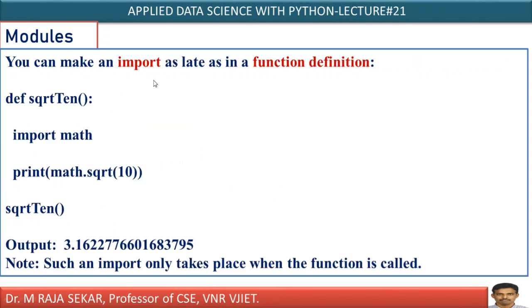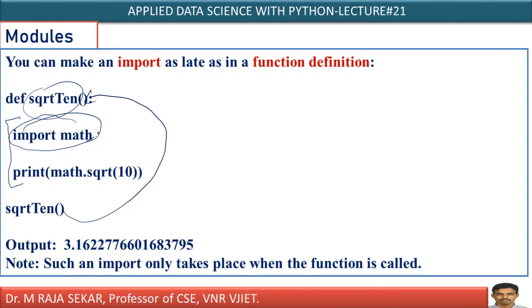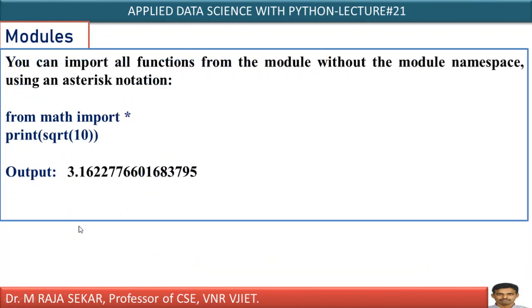You can import as late as in a function definition. What does it mean? It is simple and straightforward. Just observe this definition, def sqrt10. This is the definition of this particular function. Inside the function also I can import the module. Here I am importing the module inside the function. Such an import only takes place when the function is called. If I call this function, it will get executed and this particular module will be imported. I can make use of that module, print math.sqrt of 10, and that particular function will get executed.